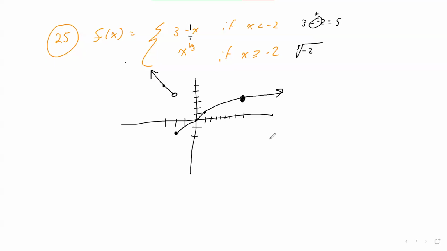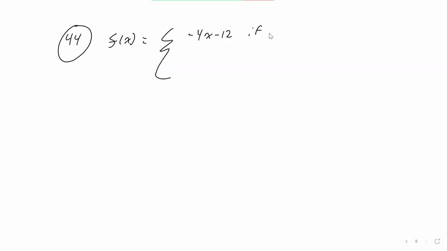Alrighty, so that would be a piecewise function. It's literally pieces of a function, and you graph it corresponding to what the x tells you. All right, let's do one more, and I think you have as many examples as you would need. Let's look at 44. 44 is f of x is equal to negative 4x minus 12 if x is less than or equal to negative 3, and then 5/10 x squared if x is greater than negative 3.